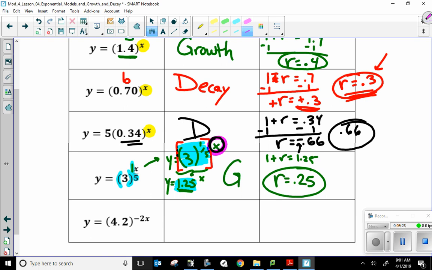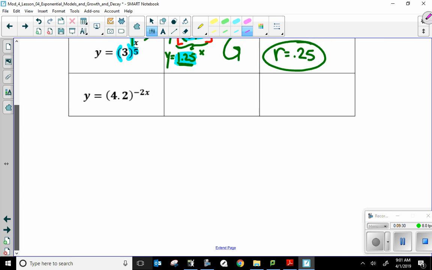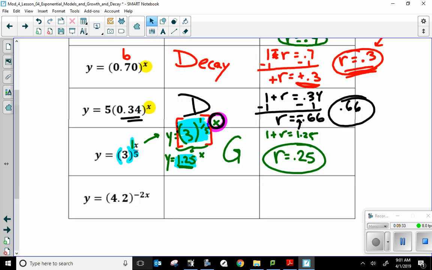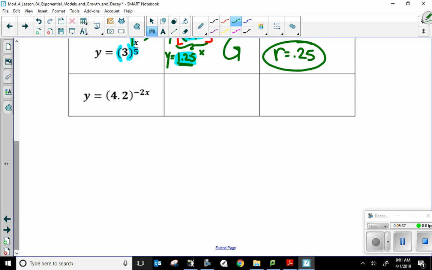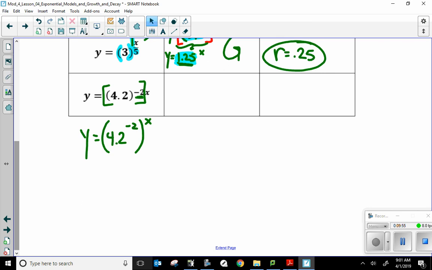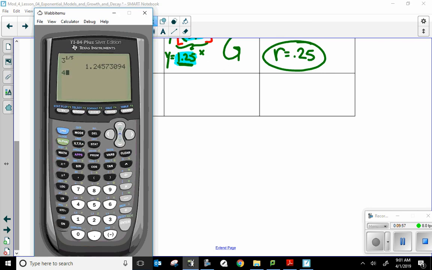And we're going to do the same thing with this last one here. So what do I have? That's just a scroll. Sometimes the board does weird things. Now I'm going to take this negative 2 and apply it to my 4.2. So I've got y equals 4.2 to the negative 2, and then leave that to the x out here. And we will do that in our calculator. We will say 4.2 raised to the negative 2.